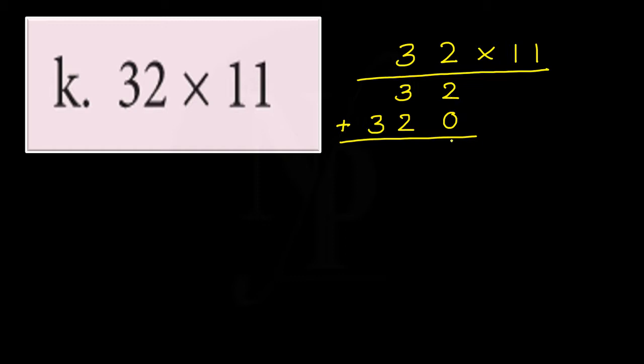So 2 plus 0 is 2. 3 plus 2 is 5. So we have only 3 here. So 3 will be written here. Therefore, 352 is the product of 32 and 11. Now let us move to the next question. L 65 into 13. Let us rewrite and multiply.